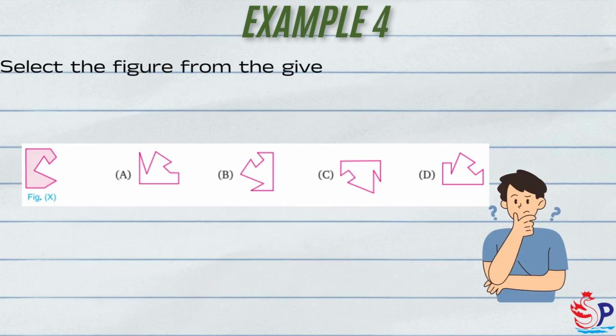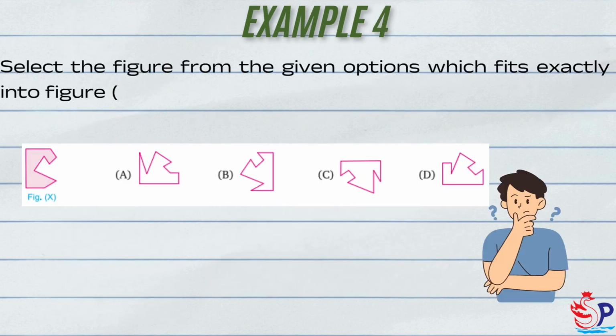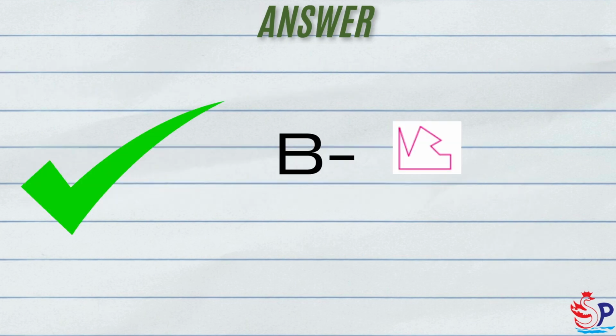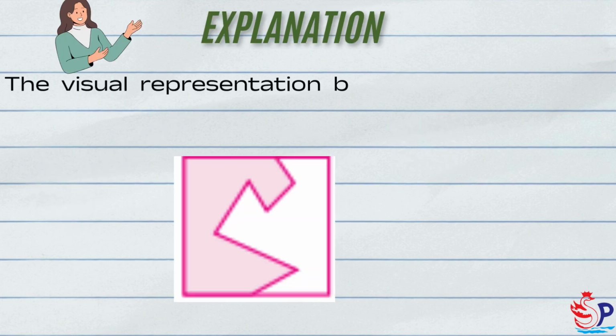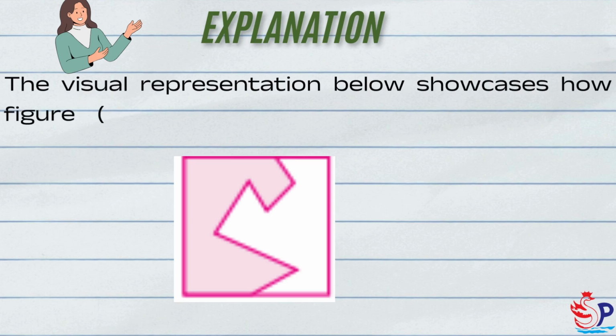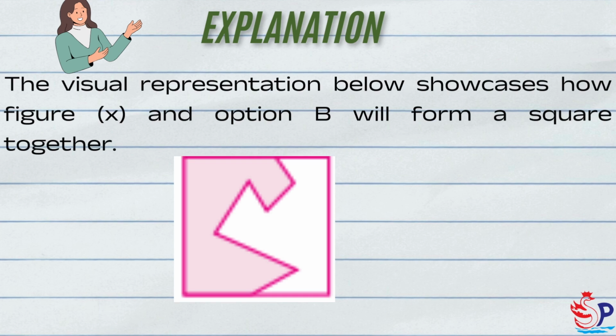Select the figure from the given options which fits exactly into figure X to complete a square. The right answer is B. The visual representation below showcases how figure X and option B will form a square together.